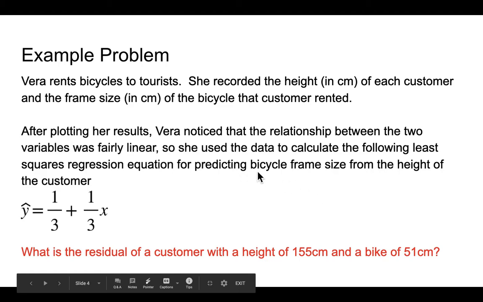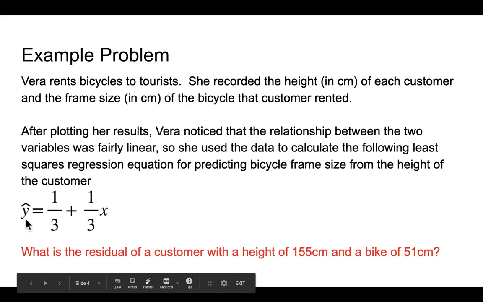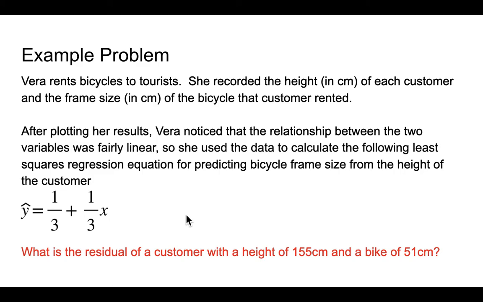So if we're predicting bicycle frame size, then bicycle frame size is our y variable and height would be our x variable. Okay, and again, this is what that equation would look like. The predicted value of y is equal to 1/3 plus 1/3 times height. The question is, what is the residual of a customer with a height of 155 centimeters and a bike size of 51 centimeters?